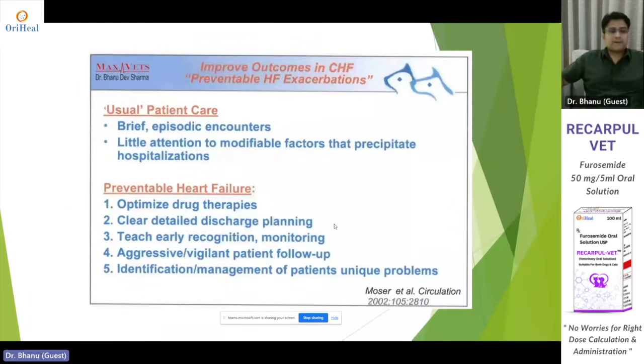You have to have a clear, detailed discharge planning. You have to teach the client how to check the heart rate, how to measure the respiratory rate, because those will be red flags for them, and then they can bring the cat to you in case of an increased heart rate or respiratory rate, and that will save another event of congestive heart failure from developing. So there has to be vigilant patient follow-up, and the management of patients' unique problems and identifying those are also very important.